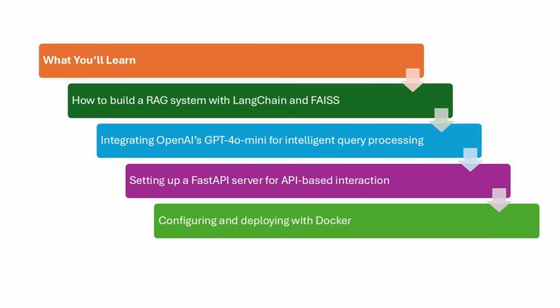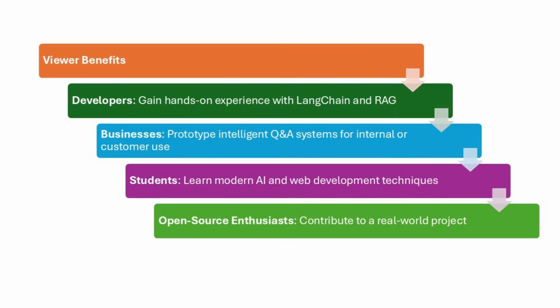What you will learn: how to build a RAG system with LangChain and FAISS. Integrating OpenAI GPT-4o-mini for intelligent query processing. Setting up a FastAPI server for API-based interaction. Configuring and deploying with Docker. Viewer benefits: developers gain hands-on experience with LangChain and RAG.